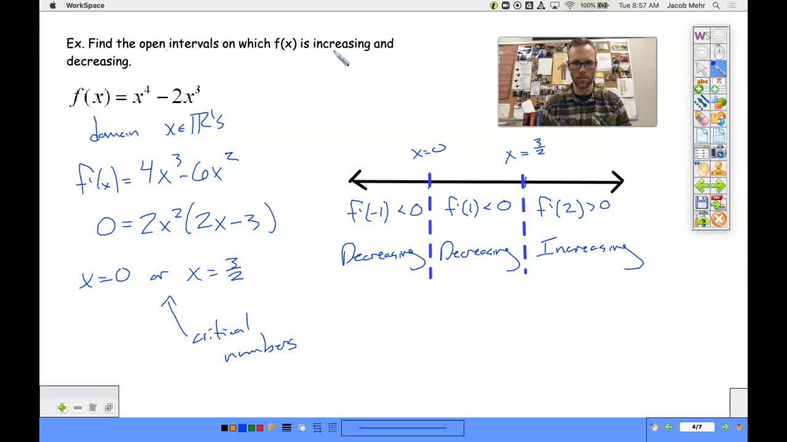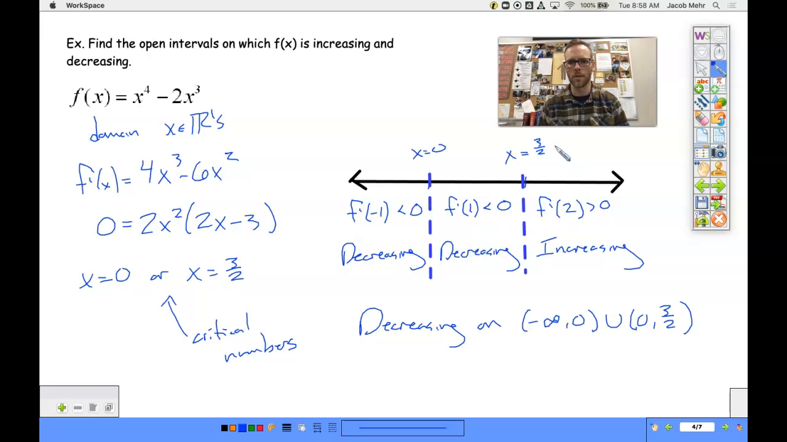Find the open intervals on which f of x is increasing and decreasing. It is decreasing on negative infinity to 0, exclusive, union 0 to 3 halves. Now, why can't I say just from negative infinity to 3 halves? Well, what was the value of the derivative at x equals 0? 0, right? It was a critical number. At 0, f prime is 0, so it's not decreasing at that point. It must have a horizontal tangent line. Maybe we can pull up the graph here in a minute just to confirm this.